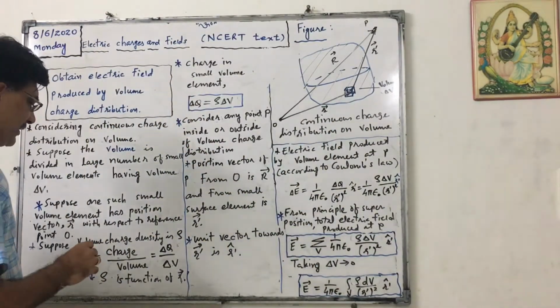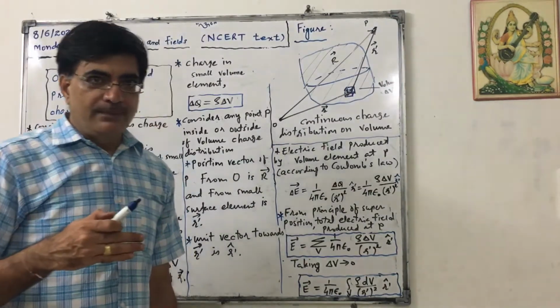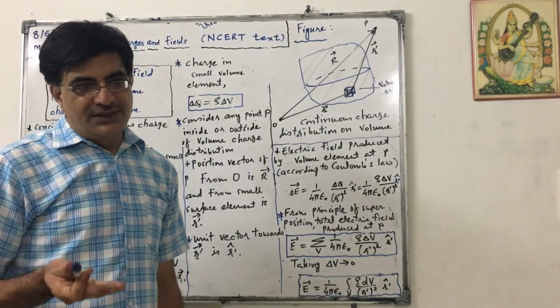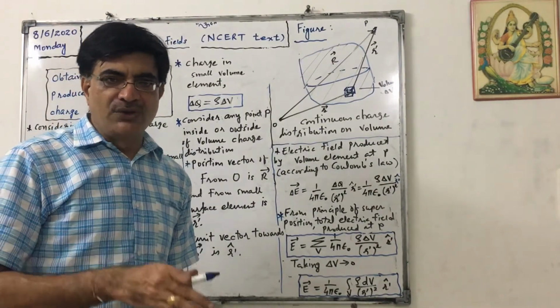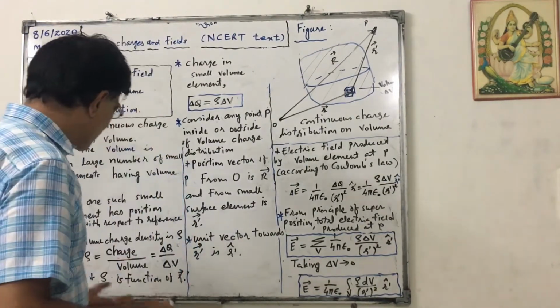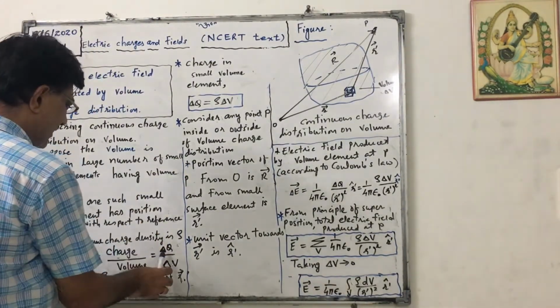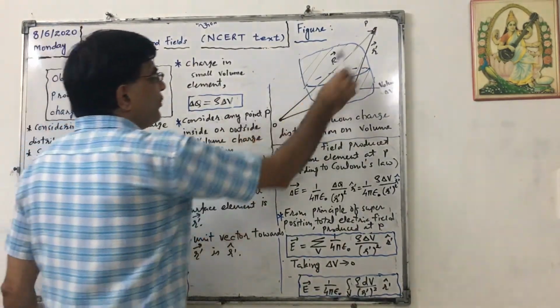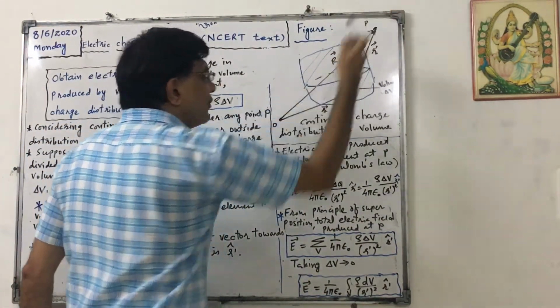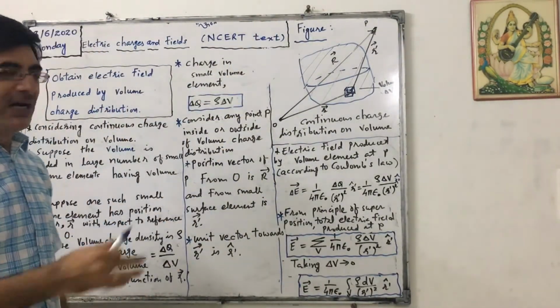We know that this rho depends on position because the distribution may be regular or irregular, in other words, uniform or non-uniform. So rho is a function of position vector small r. From this, we can say delta Q equals rho into delta V. Consider a point P inside or outside of the distribution. I have considered outside, to have a simple figure.